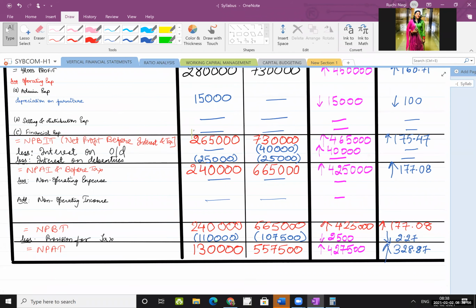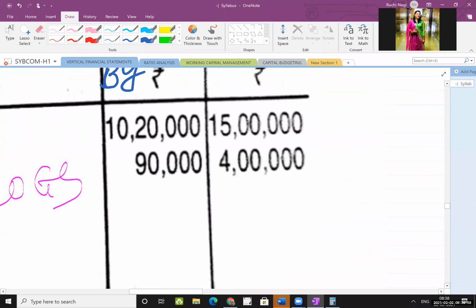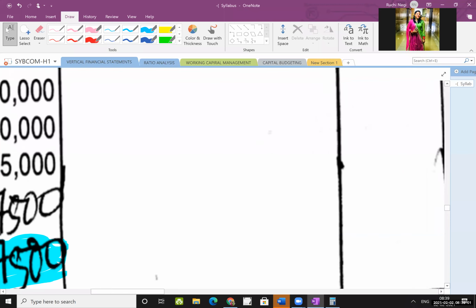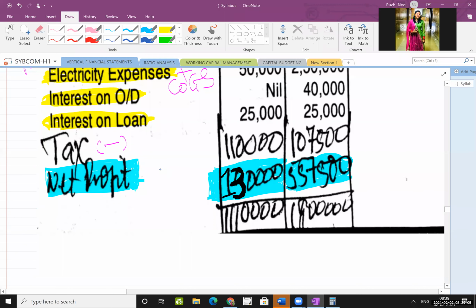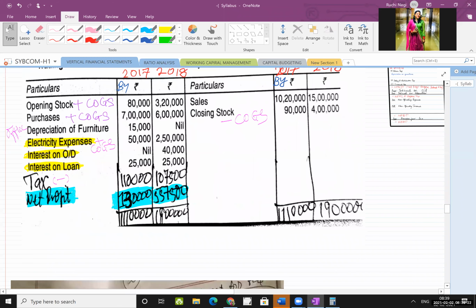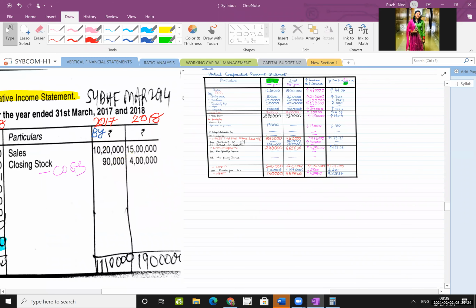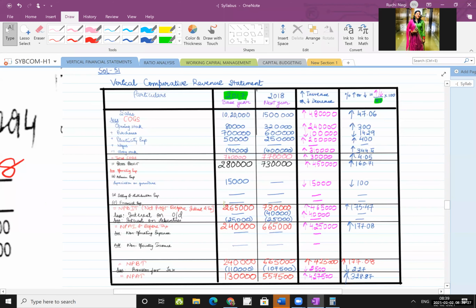Okay? You can cross check your answer. Net profit before tax, net profit after tax, 1,30,000 and 5,57,500. It has to tally. Because whether you make the P&L in the ledger format or in the vertical format, the final answer will never change.